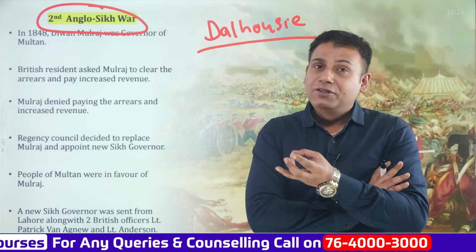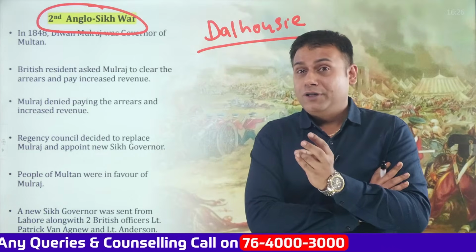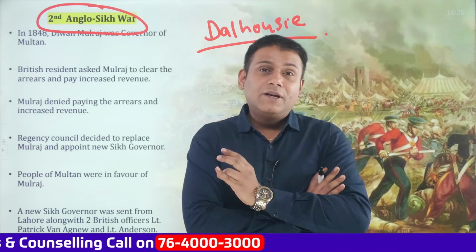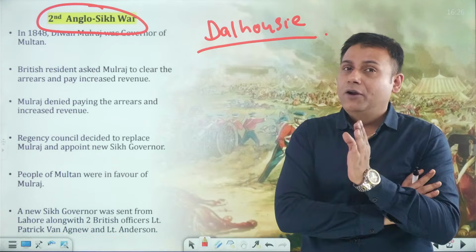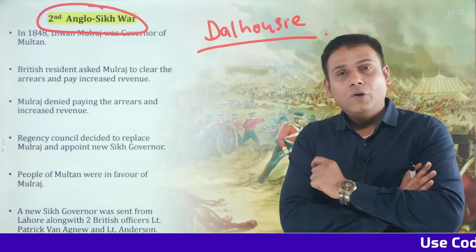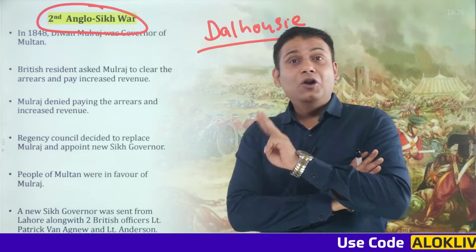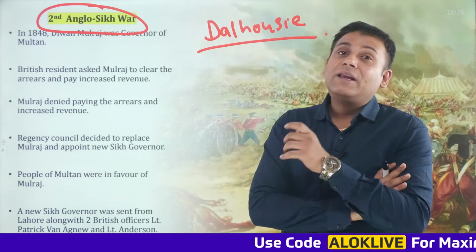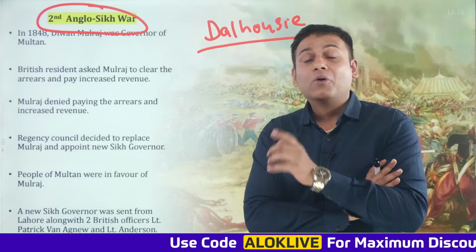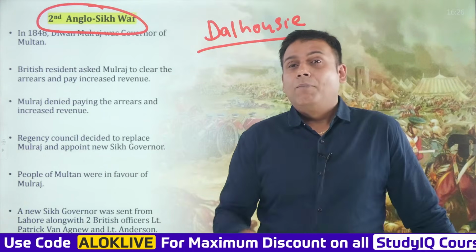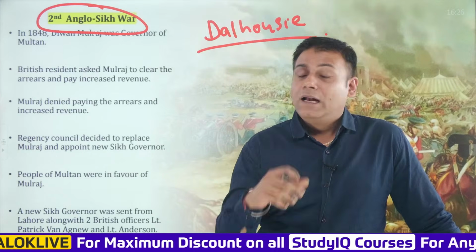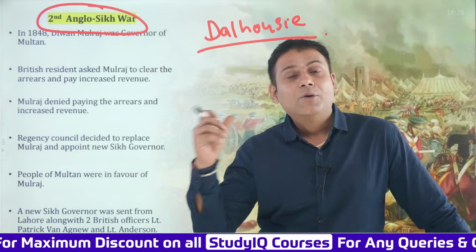The first passenger railway came during the time of Dalhousie. The first passenger railway was from Boribandar to Thane, covering an approximate distance of 33 to 34 kilometers. It had 3 locomotives and 14 carriages with a carrying capacity of 400 passengers. Then, during the time of Dalhousie, the Public Works Department was started, and the telegraph line from Calcutta to Agra was started.